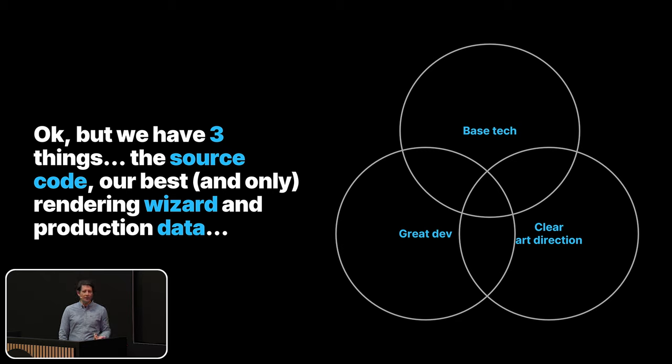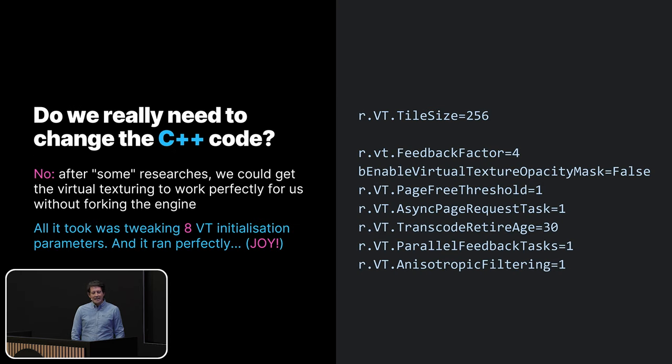And we have three things. Hopefully, we have the source. We have a clear art direction. We know what we want to get out of it. And we have great devs. So maybe by putting a rendering wizard on it, we should be able to alter the code so that it does exactly what we want it to do. And that was a big question. Should we change the C++ code of the virtual texturing system? Because that means branching out of the engine, which is something you want to avoid.